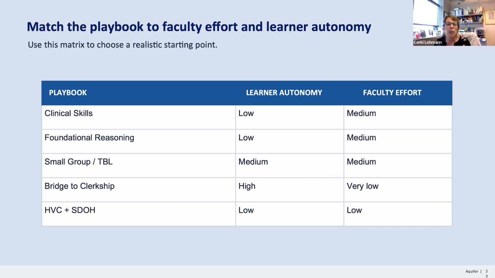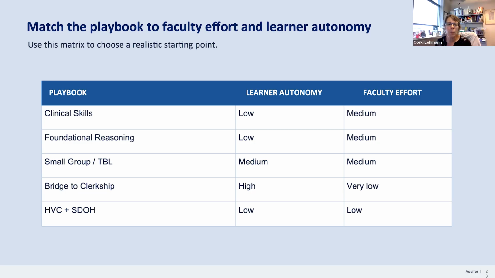So the clinical skills playbook: low learner autonomy, not much for them to do. Faculty effort might be medium on getting that going and trying to figure out where it is and being present for debriefings. Foundational reasoning, also pretty easy for the student. Not a lot of choice, but they're getting it. The faculty effort, also probably in the medium bucket. Small group TBL playbook, probably a little bit medium on both sides because the students do have to come in prepared. And Kelsey talked about when the students show up and they're not prepared, it doesn't go quite as well.